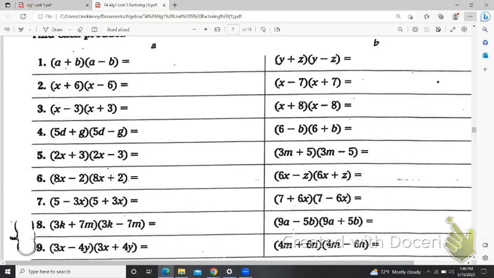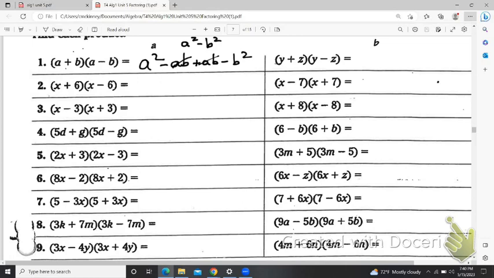So a times a is a squared, a times negative b is negative ab, remember we're going to write them in alphabetical order, and then b times a, also ab, but now positive, and then b times negative b is negative b squared. Then when we simplify, the two terms in the middle make a zero pair, and they would be gone, and we would just have a squared minus b squared. So that one had two different variables.